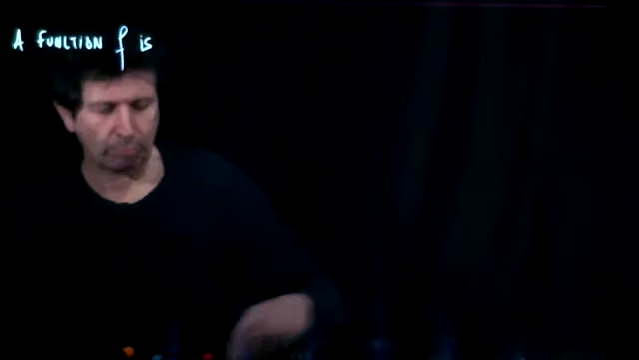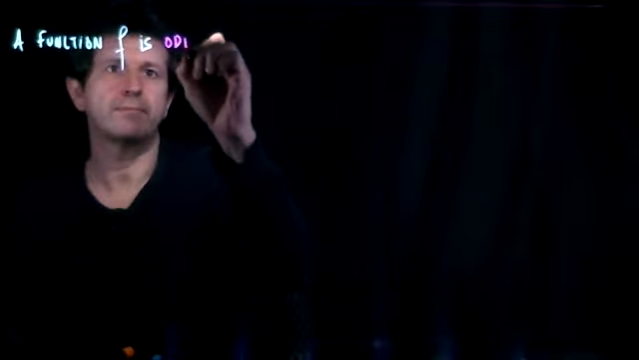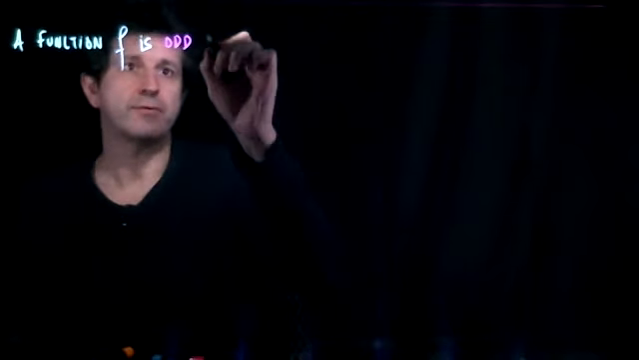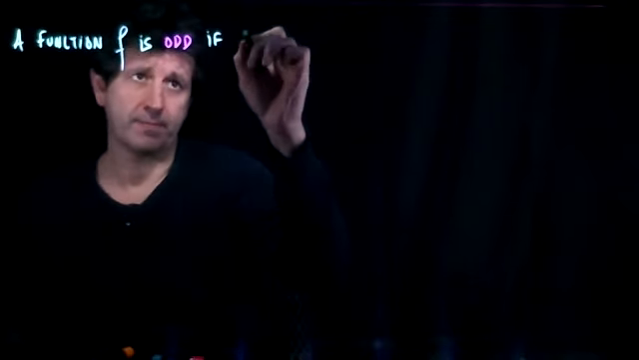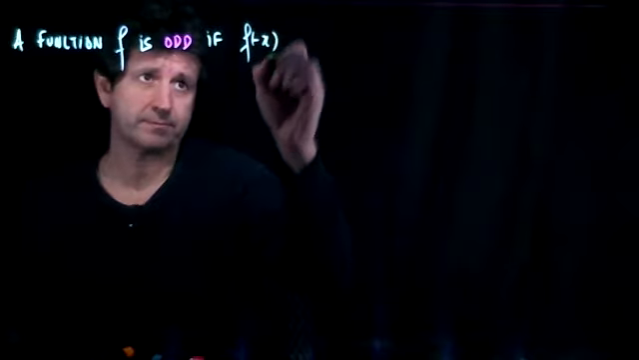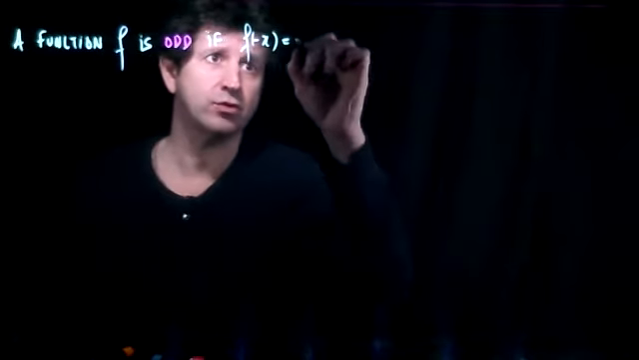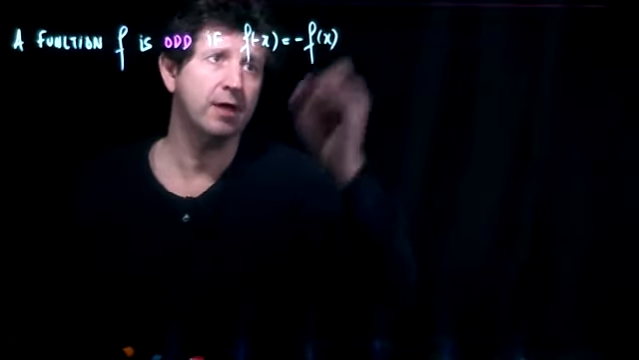A function f is odd if f of negative x is equal to negative f of x.